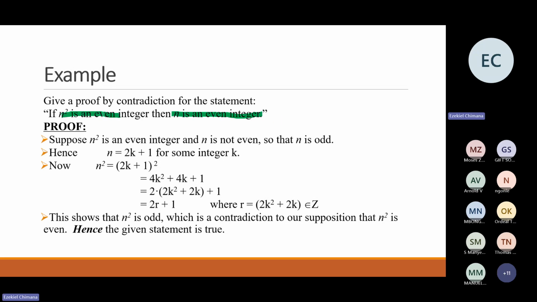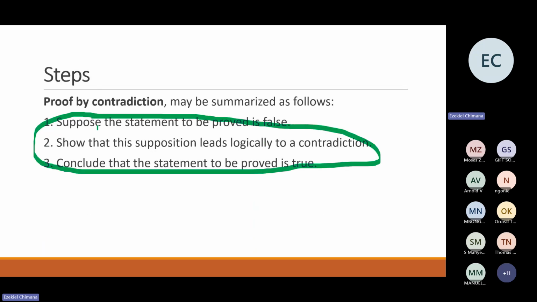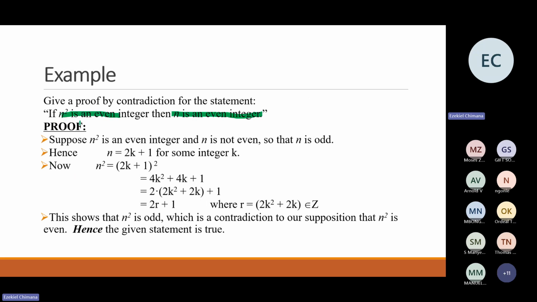Here we are saying if n squared is even, then n must be even. So suppose n squared is an even integer and n is not even, that is, n is odd. Remember, here we say suppose the statement to be proved is false. Show that this supposition leads logically to a contradiction. The first thing is that you are being asked that whenever n squared is even, then n is also an even integer. But you say, no. If n squared is even, then n must be an odd number. That's what you want to prove.